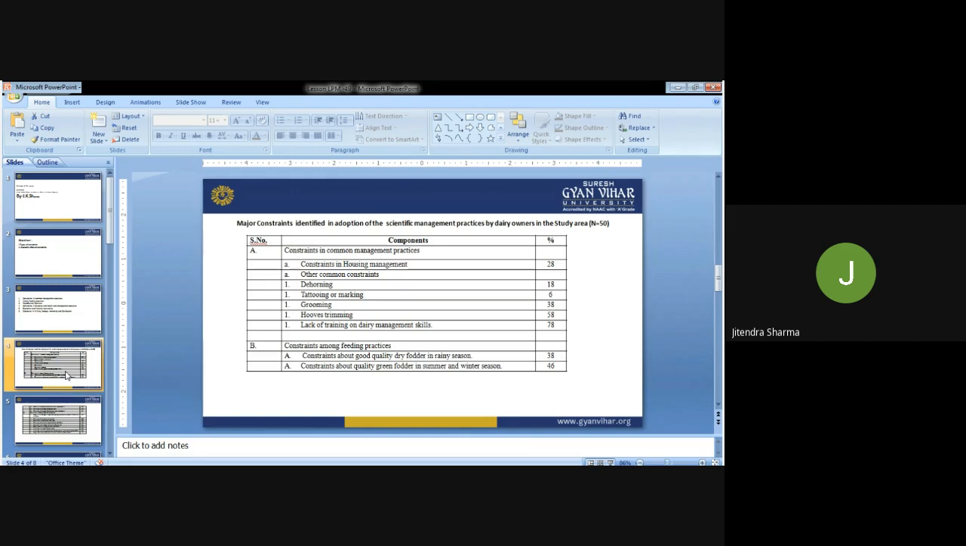So they cannot follow the grooming practice as recommended, which should be done at least every 15 days or once a month for the animals, because grooming not only removes all the ectoparasites but also improves respiration and the blood circulation of the animals. So indirectly, grooming affects the productivity of the animals. But 38% of dairy owners have problems in grooming because of labor availability. Then the hoof trimming. This is very important.